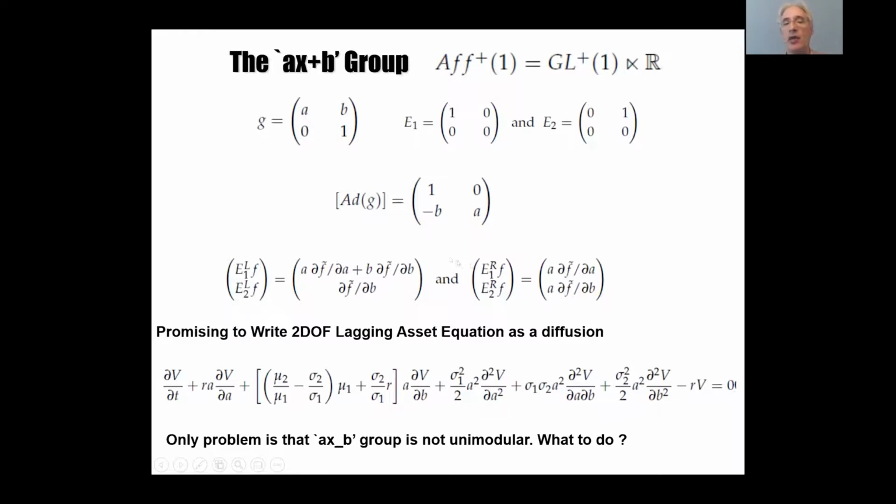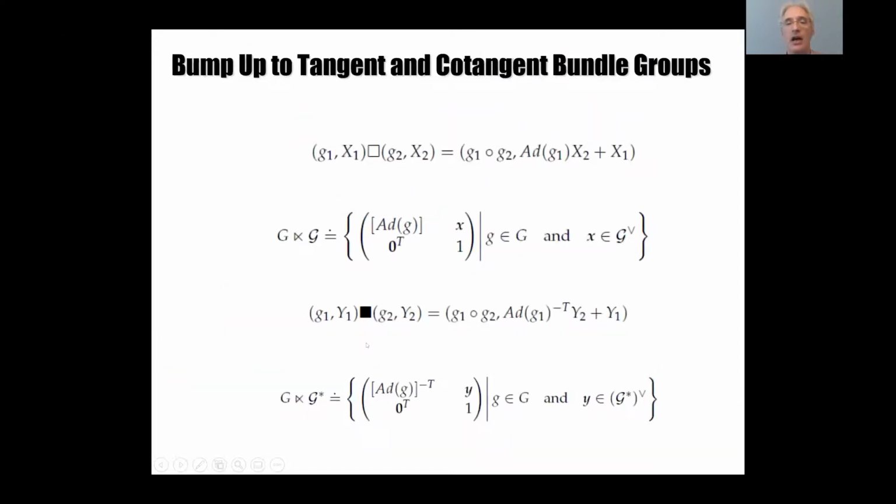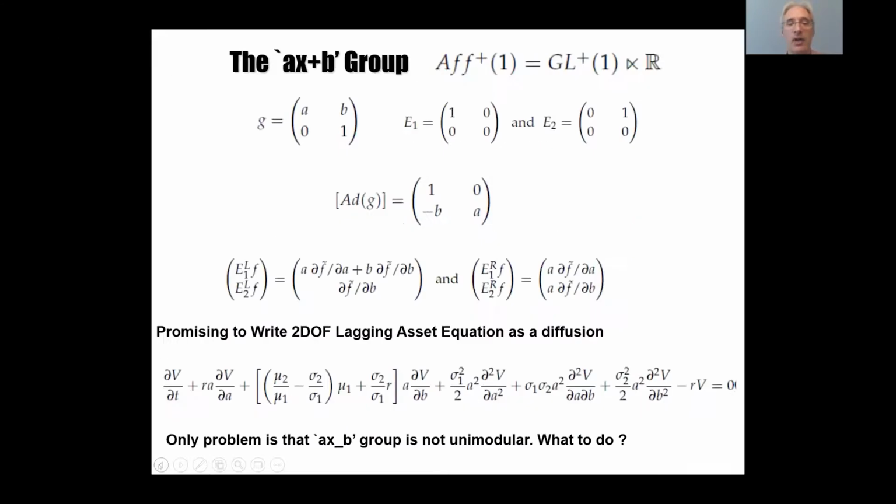And you see, what gave us hope was that you have A's here multiplying these partial derivatives, and likewise you have them down here. So we asked the question, can we recast this equation in the form of a diffusion on this group? Let's back up. The answer is yes, but there's a problem in that the AX plus B group is not unimodular, so we cannot apply our tools.